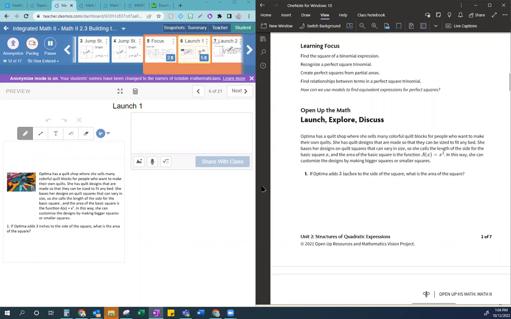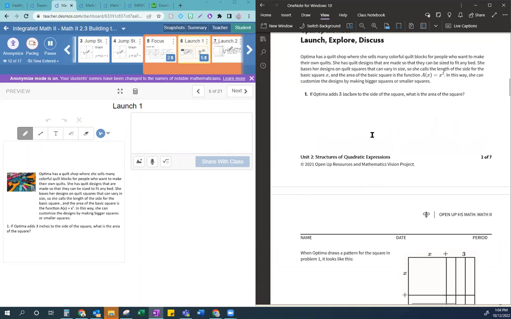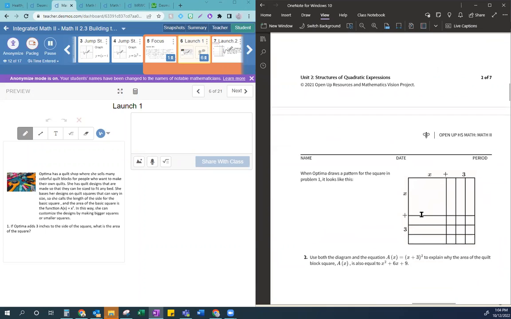First question: if Optima adds 3 inches to the side of the square, what is the area of the square? I know you're like, wait, what are you talking about? So then you build this thing. Someone in the chat earlier said this kind of reminds me of the Punnett squares, or some people call it the heredity box. That is exactly what we're doing here. Those two things are very, very similar.